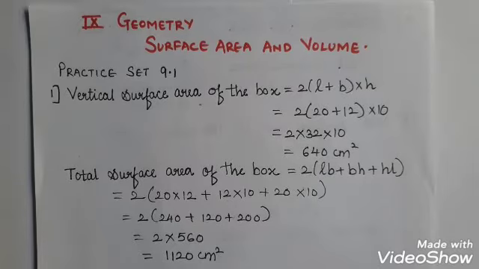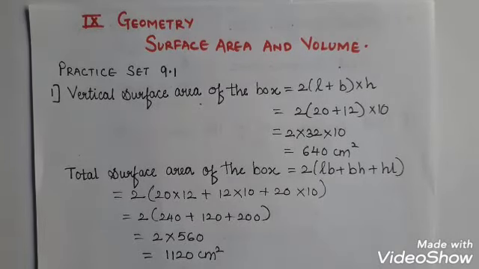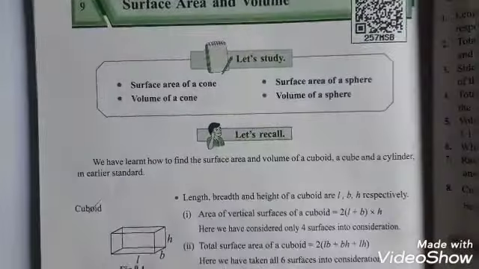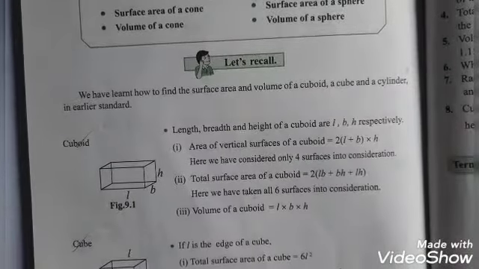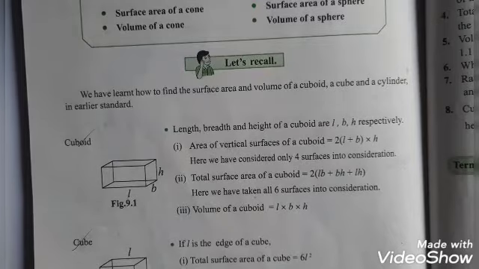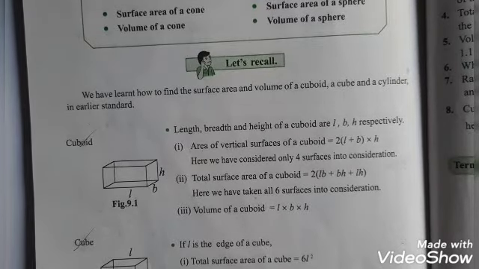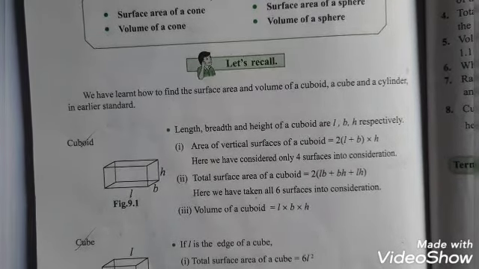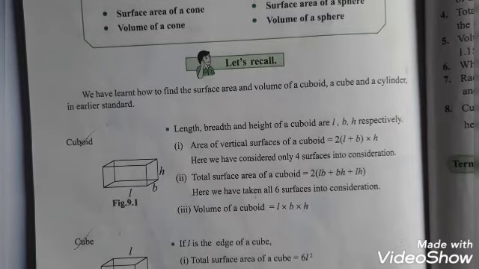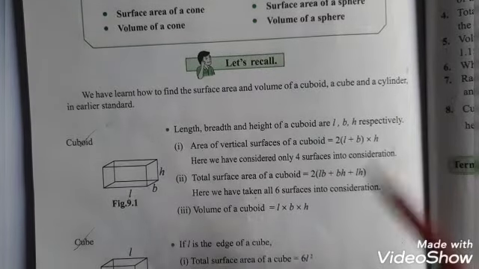Standard 9 Geometry, Chapter number 9, Surface Area and Volume. Children, we have already learned how to find the surface area and volume of a cuboid, cube and cylinder in class 8. So just recall the formulas for each of them.